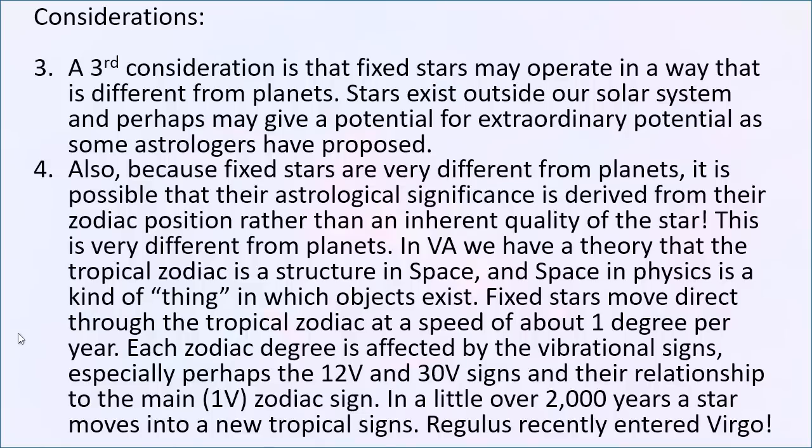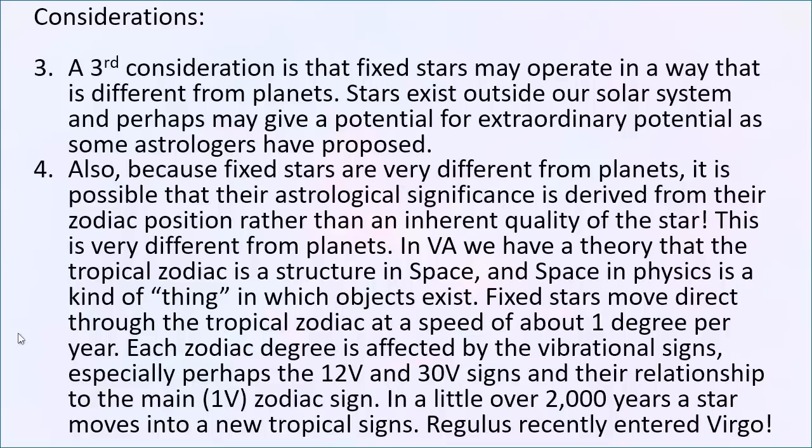Well, one possibility is maybe space defines the star. Instead of the way planets work, where each planet has its own meaning, maybe it's the space. So maybe the whole meaning of Regulus has changed because it's in Virgo. It's a possibility. So in vibrational astrology, we doubt everything.